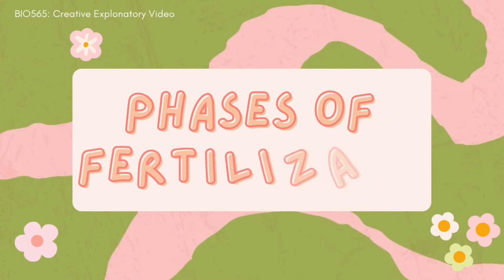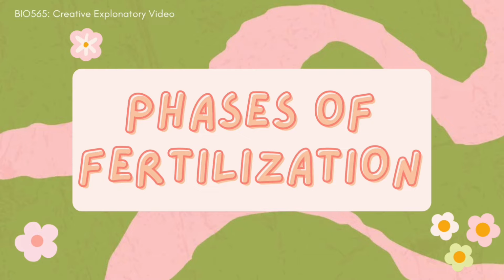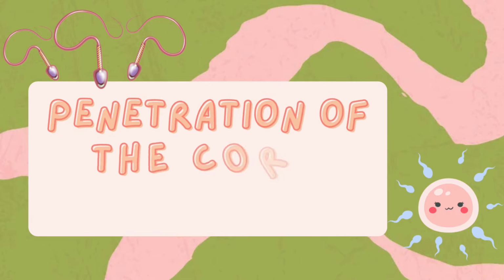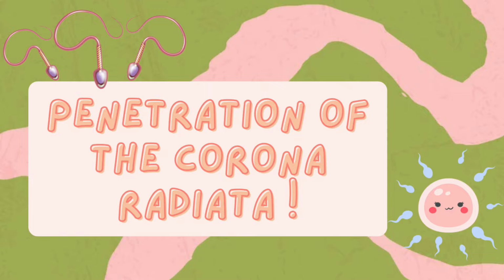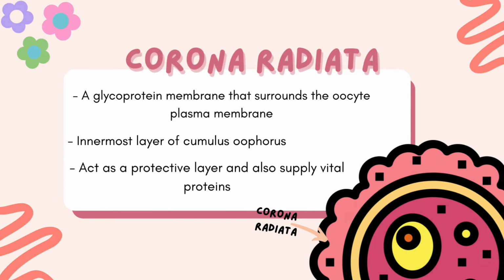In this video, we will talk about the phases of fertilization. First, let's look at the penetration of the corona radiata. So, what is corona radiata? Corona radiata is a glycoprotein membrane that surrounds the oocyte plasma membrane. It is the innermost layer of cumulus oophorus surrounding the zona pellucida. Corona radiata acts as a protective layer for the oocyte and also provides vital nutrients for the oocyte maturation.